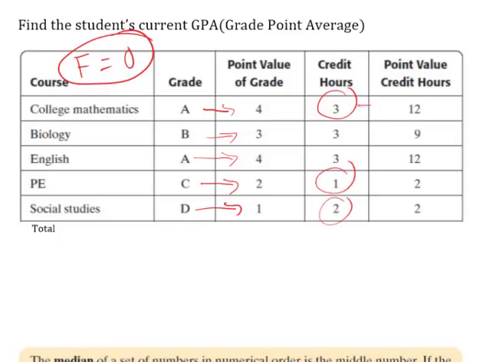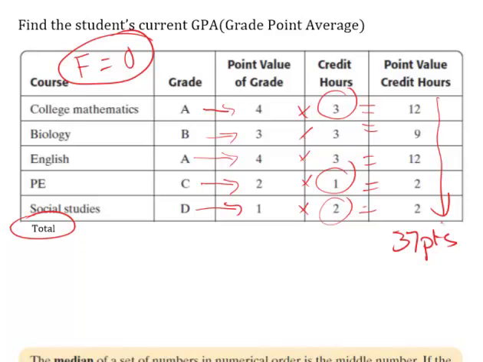Now, the way we're getting these numbers over here is what we're doing is we're multiplying these numbers together. Okay, so 4 times 3 is 12. 3 times 3 is 9, 4 times 3 is 12, 2 times 1 is 2, 1 times 2 is 2. If you notice down here I wrote a total. What I want to do is I want to add up my total points. So I'm going to take 12 plus 9 plus 12 plus 2 plus another 2. So we have a total of 37 points.